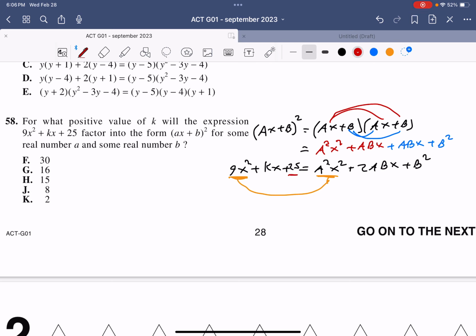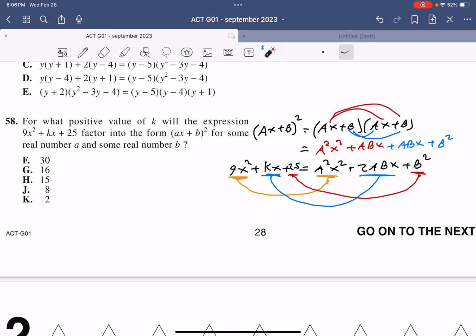This 25 is the only term that does not have an x attached to it. And then on the right side, the only term that does not have an x attached to it is b squared. So those must be equivalent. And then lastly, the kx is the only term with a single x attached to it. And the only term on the right side with a single x attached to it is 2abx. So we can actually find a and b.